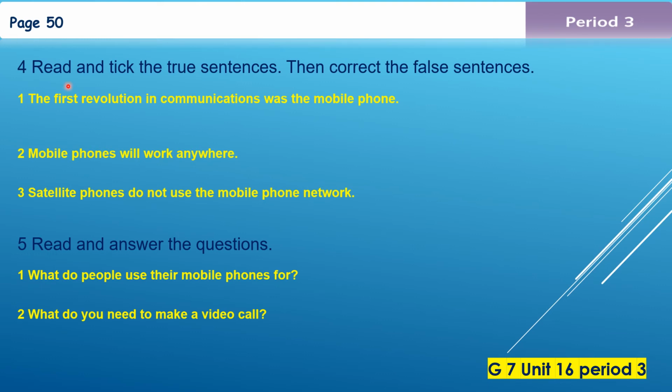Exercise 4 on page 50. Read and tick the true sentences, then correct the false ones. Here you have 3 sentences about the passage. Let's first read them one by one, then I'll give you some time to write the answers. 1. The first revolution in communications was the mobile phone. 2. Mobile phones will work anywhere. 3. Satellite phones don't use the mobile phone network.